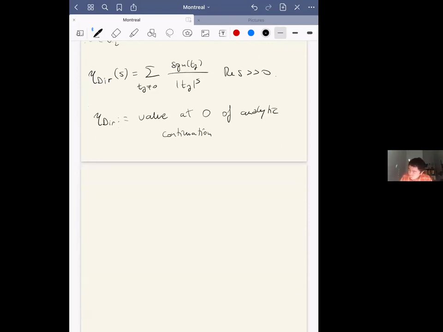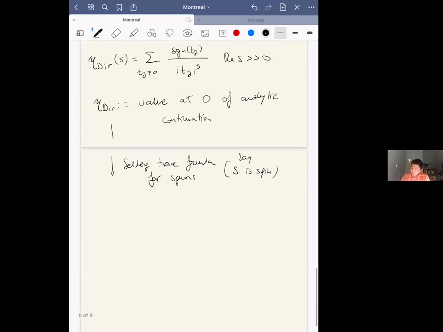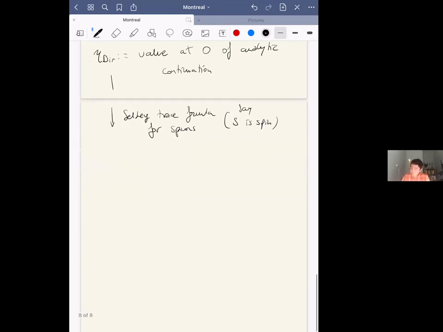But yeah, so the way we approach it is to use, again, some kind of Selberg trace formula, this time for spinors. Okay, so let's say your spin C structure, say the spin, for simplicity. In general, the spin C structure might be a spin structure, and then structures which are not spin.